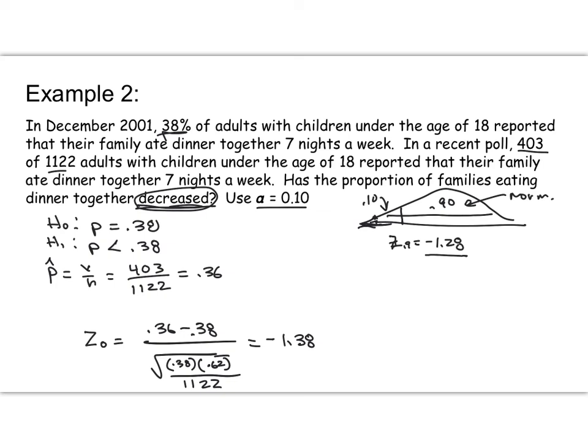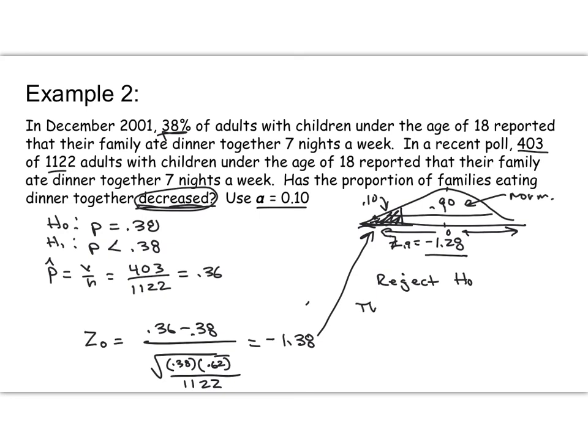All right, so if I look over here on my curve to see where negative 1.38 is, remember the middle is 0 and the numbers get smaller as I go to the left and larger as I go to the right. Negative 1.38 is less than negative 1.28, so that's going to be in my critical region. That means that number is statistically significant. So we reject the null hypothesis. We do conclude that the proportion of families who eat together 7 nights a week has decreased.